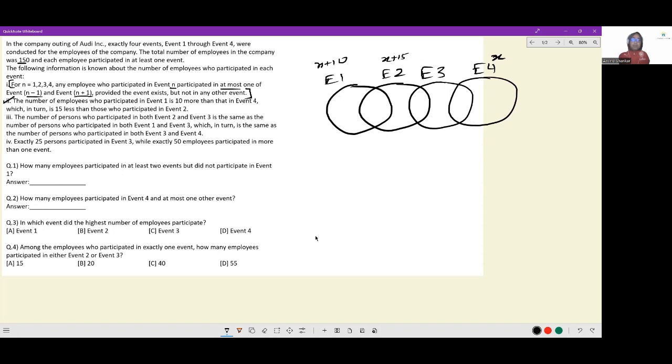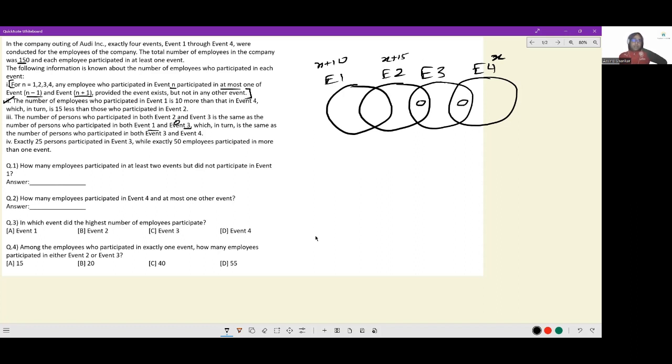The number of persons who participated in both event 2 and 3 is the same as the number of persons who participated in both event 1 and 3. Now, this is an awesome piece of information, because remember, an event 1 participant could only participate in at most event 2. So whatever the overlap of event 1 and event 3 is, this is definitely 0. So the number of people who participated in event 2 and event 3 is also 0. And the number of persons participating in both event 3 and event 4, this portion is also 0.